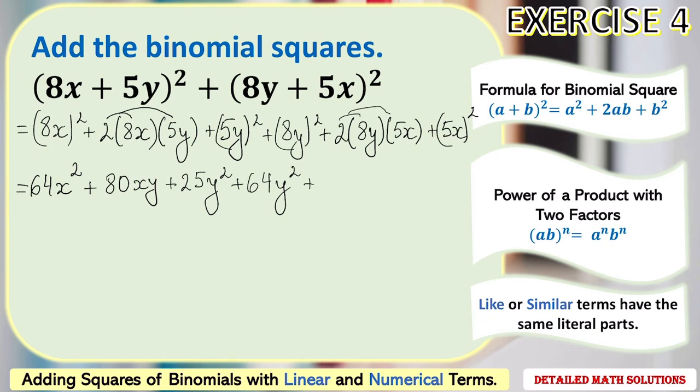5, which is 80yx, plus 5 squared x squared is 25x squared.